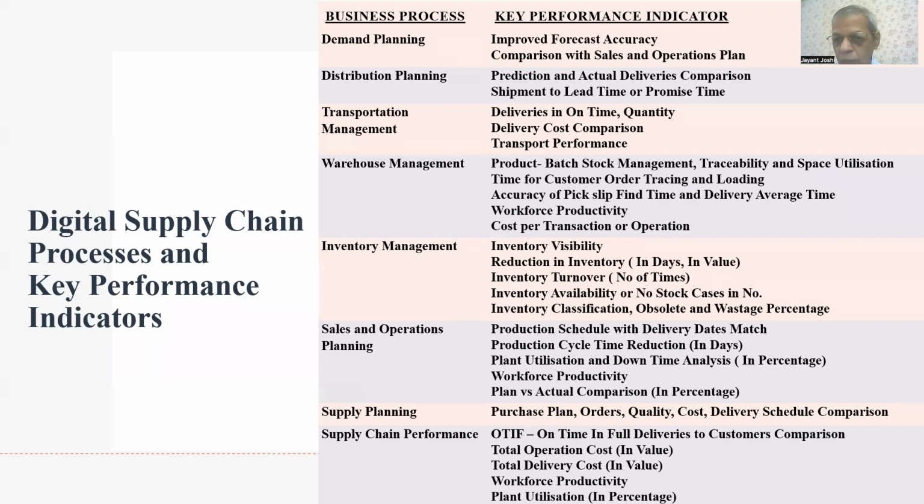Warehouse is the most important thing because you are storing your products and batches, and the stocks need to be maintained at a specific location so that traceability is there and space utilization is much better. Then you should be able to link your orders to that particular material, retrieve it from a location and then load it. What is the time duration it takes for a specific customer order, whether it takes 2 hours or 1 hour? You should really start looking at and monitoring it.